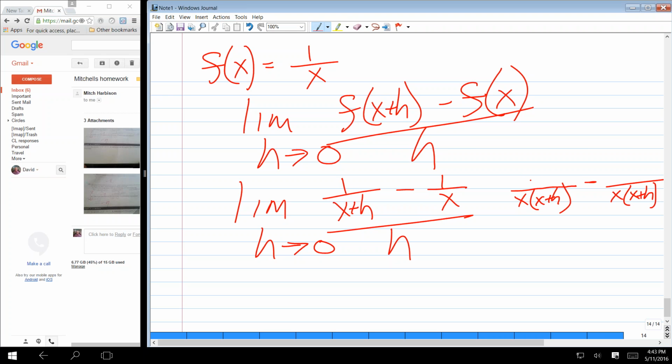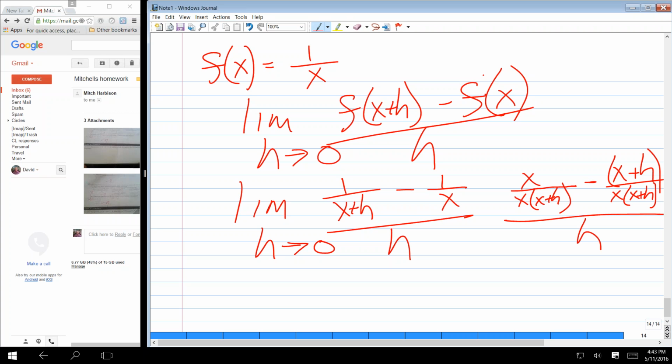What goes here? X. What goes here? X plus h. And you do need to put that in parentheses. You need to add the parentheses, because I'm subtracting that whole thing. Okay? Now, that whole thing is being divided by h, right?